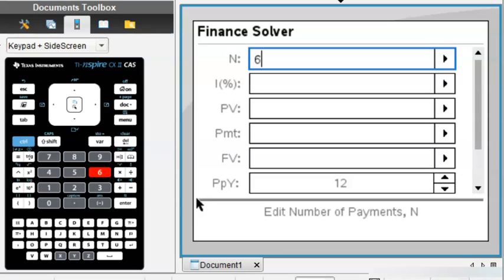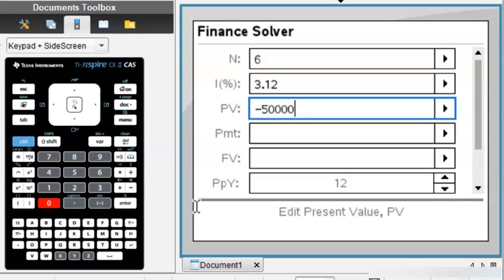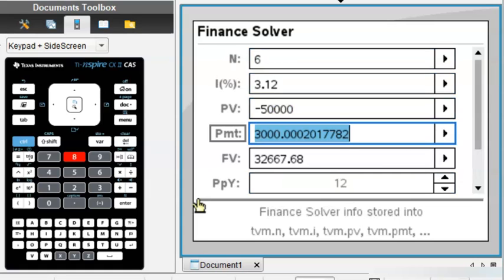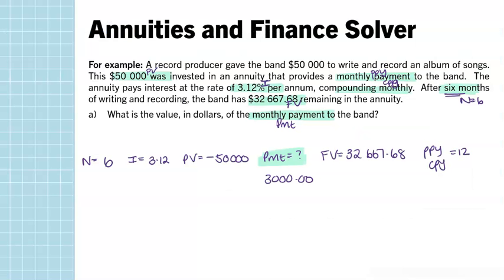Okay, so as we said, we had 6 months of repayments, interest rate of 3.12%. We invested, so negative $50,000. We'll come back and solve for the payment. And the future value, they had $32,667.68. So coming back to solve for PMT, we can see the band is getting a payment of $3,000 per month.